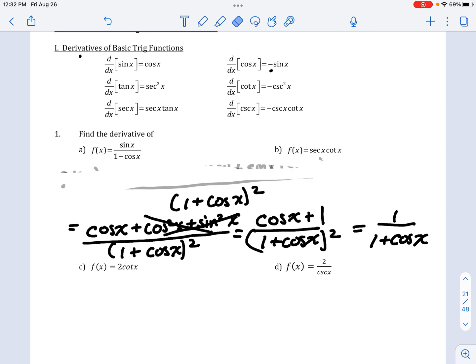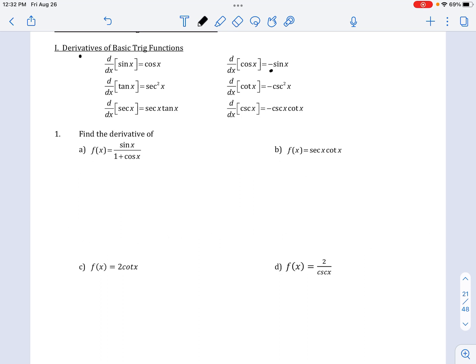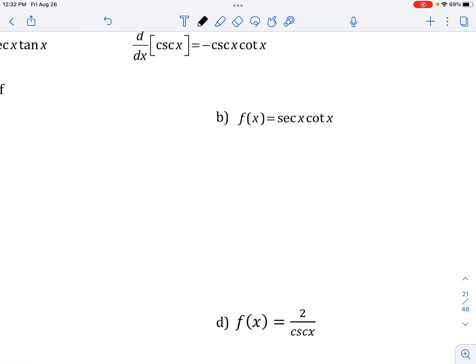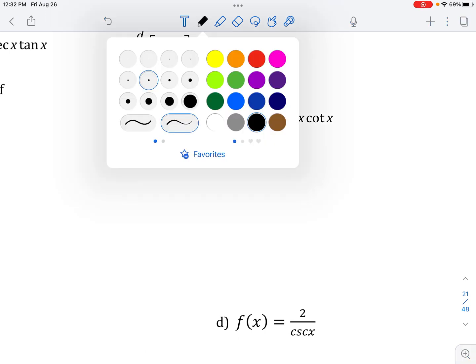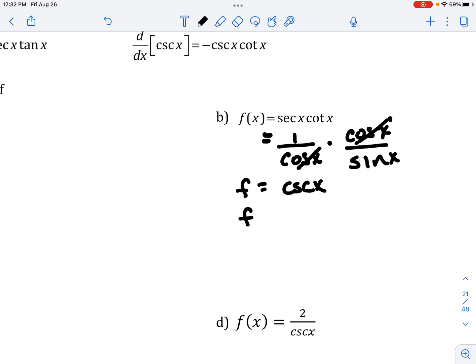Okay. The next one, number 2, you've got secant times cotangent. So we can use the product rule, but sometimes with the trig, it may be easier to clean things up first or simplify it, because maybe that'll make the function simpler to work with. So if you remember from pre-calc, secant is really 1 over cosine, cotangent is cosine over sine. So this function is really 1 over sine, which is the same as cosecant. That's much simpler to work with.